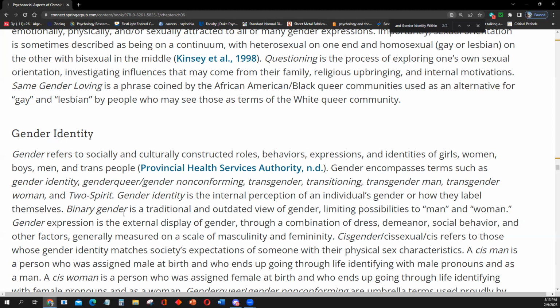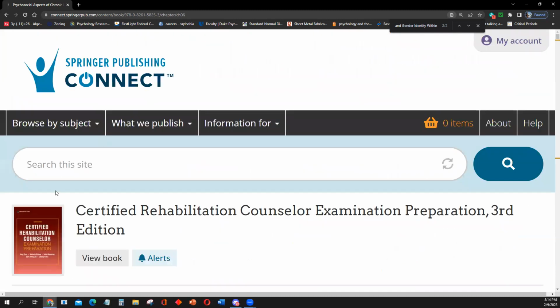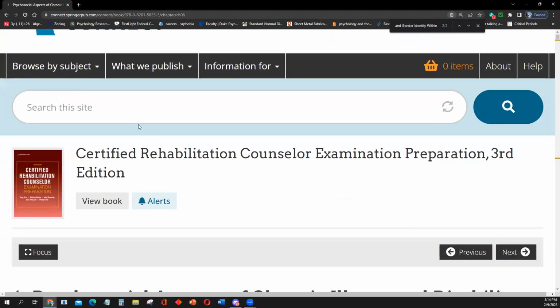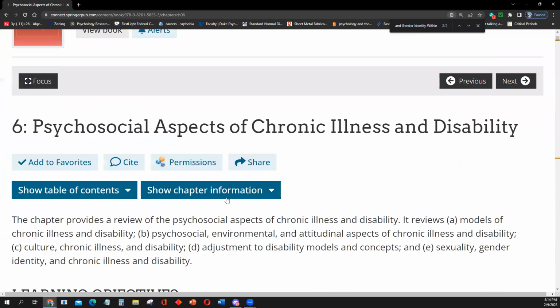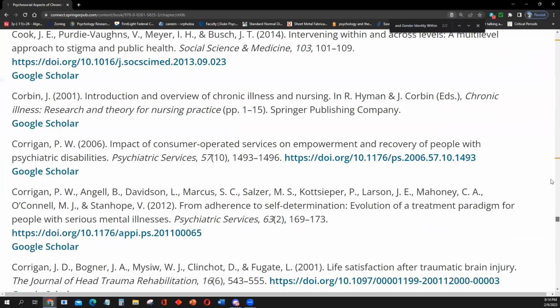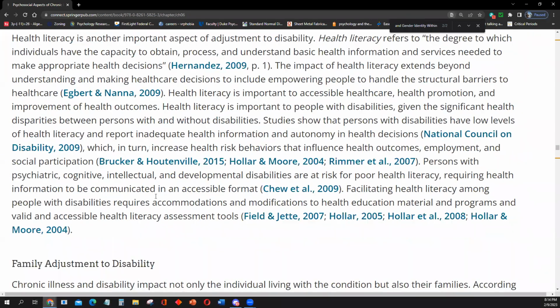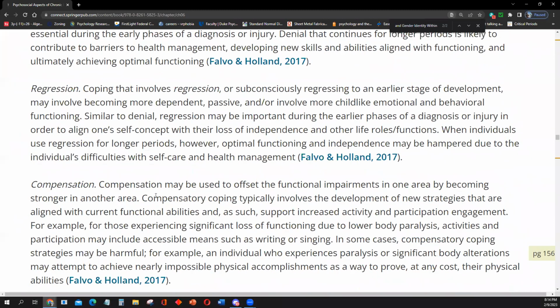So it is good that this is in the third edition of the red book. By the way, if anyone is listening to this, the red book refers to the rehab counselor examination from Springer Publishing Connect. All righty, I guess that kind of sums it up. The key takeaway here, and thank you so much, Cassie, is definitely read if you're not too sure what some of these terms are, and then definitely double check the tables.